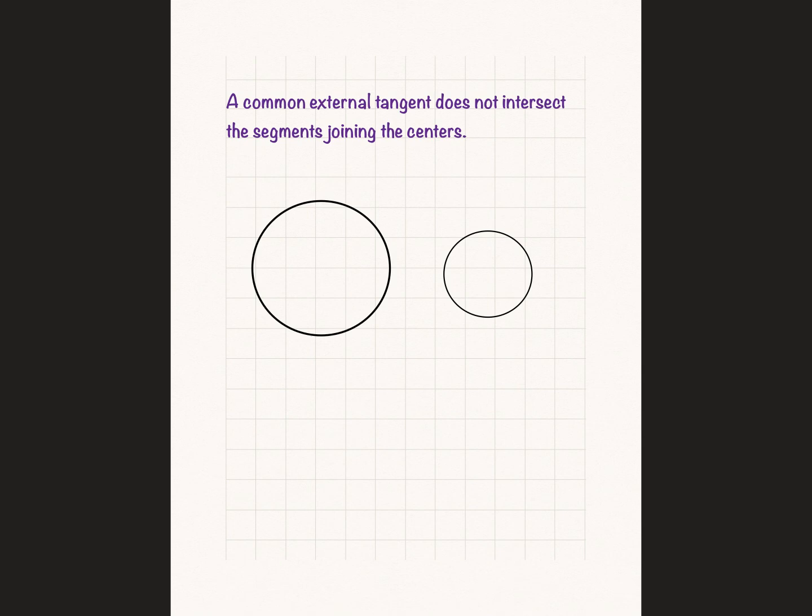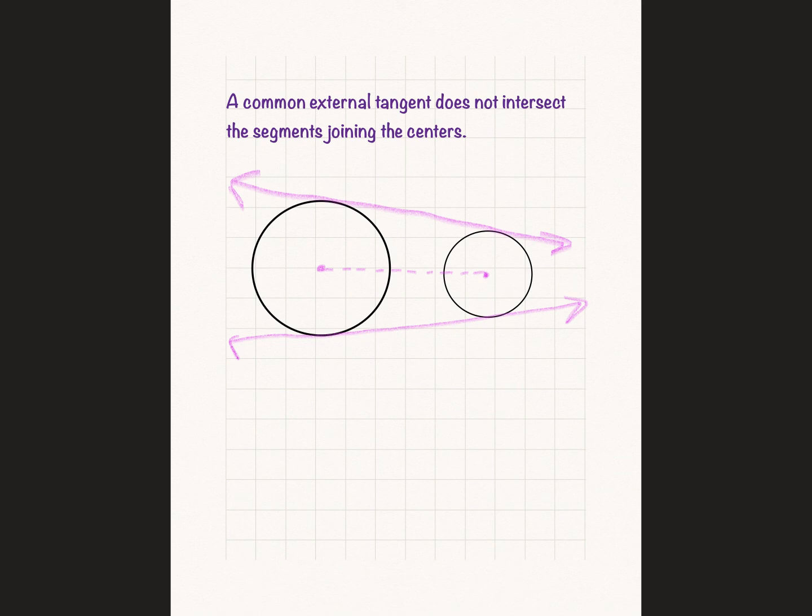So common external tangents do not intersect the segment joining the centers. So we have the segment joining the centers. So here's the center, here's the center. That is the segment joining the centers of the circles. So the common external tangents do not intersect it. So we have one right here and one right here. Those are external tangents.